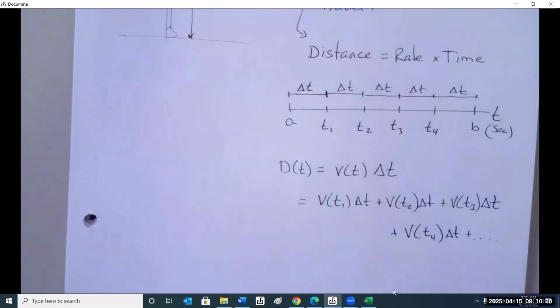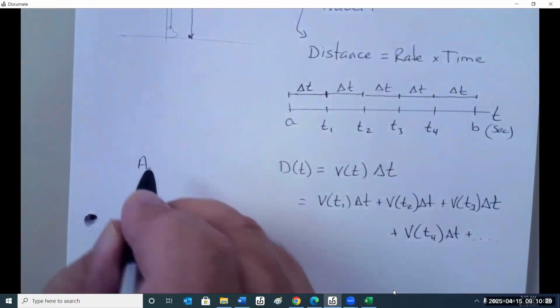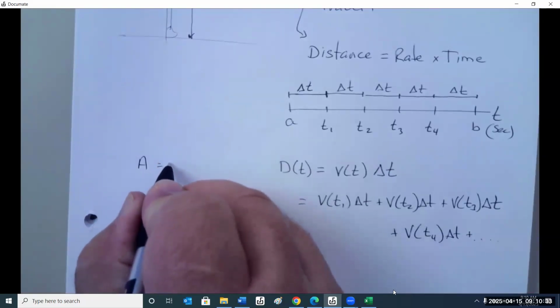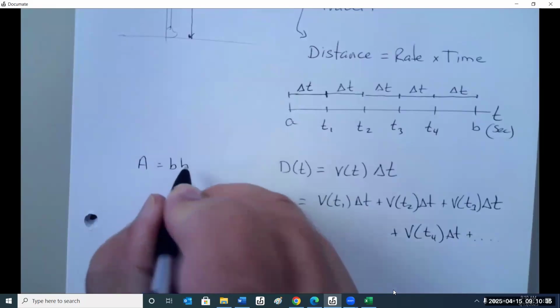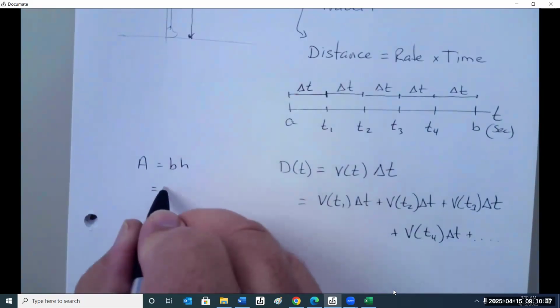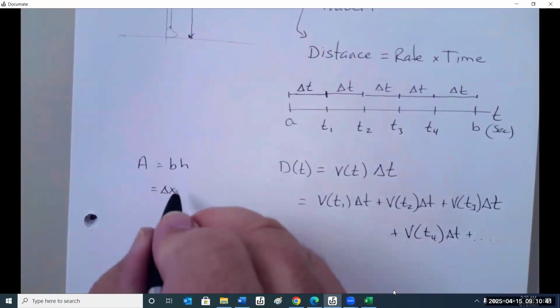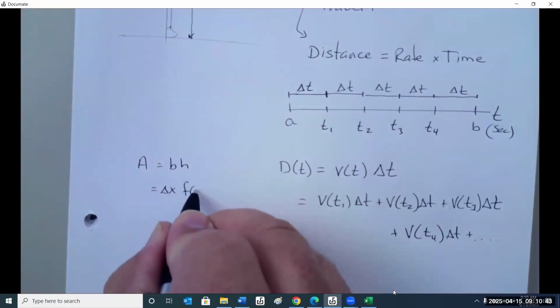Looks familiar? Same thing we did for the area of the curve. For the area of the curve, we dealt with the base times the height. The base was our delta x. And the height was f of x.